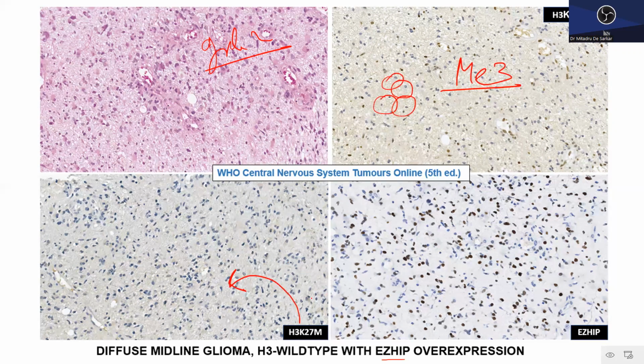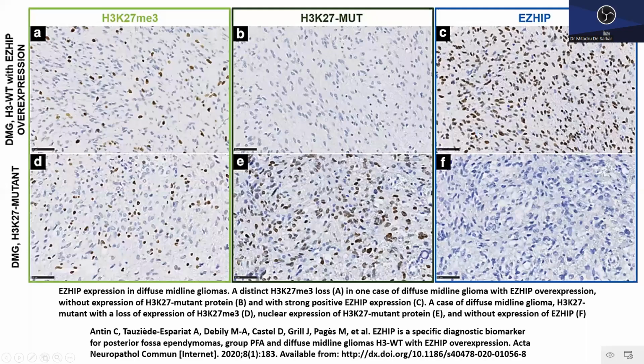Why? Because the role of the mutant H3K27M is actually taken over by EZHIP in these cases. And the EZHIP protein is upregulated within these tumor cells. And this EZHIP in turn leads to a loss of expression of the trimethylated histone. So in these cases of diffuse midline glioma, you will not get H3K27M mutation, rather you will get EZHIP overexpression. And EZHIP IHC can be utilized in order to segregate this particular family of tumors. So let's analyze these two cases.